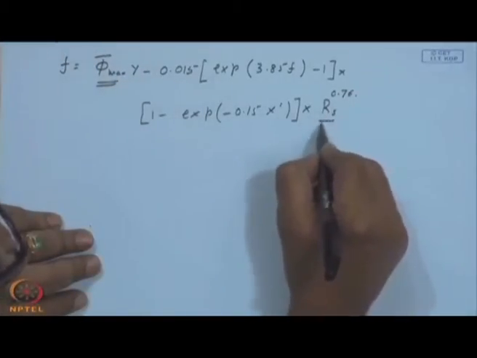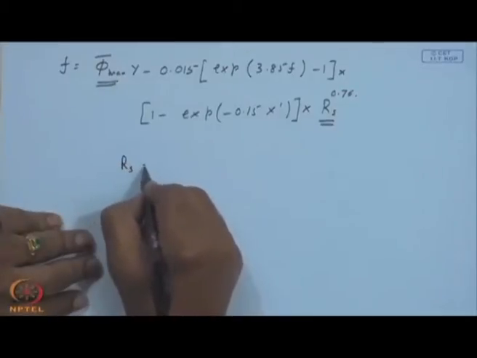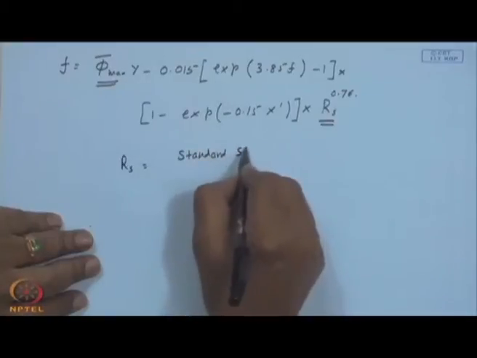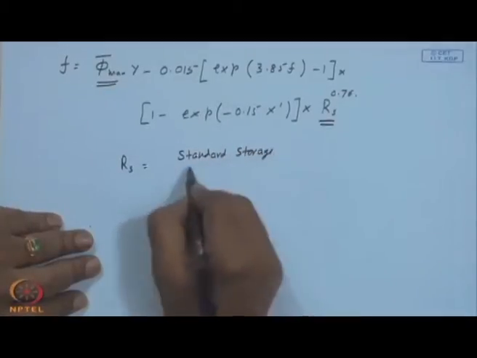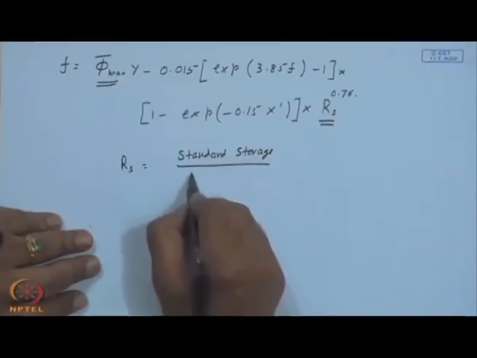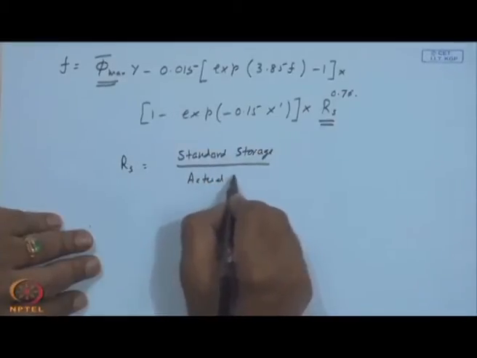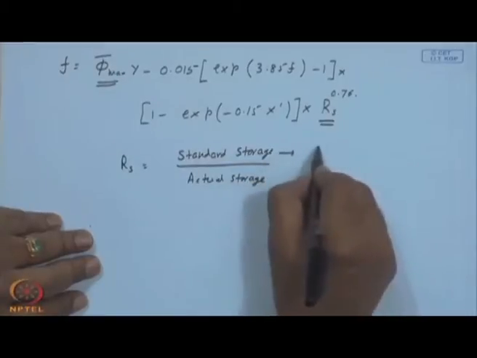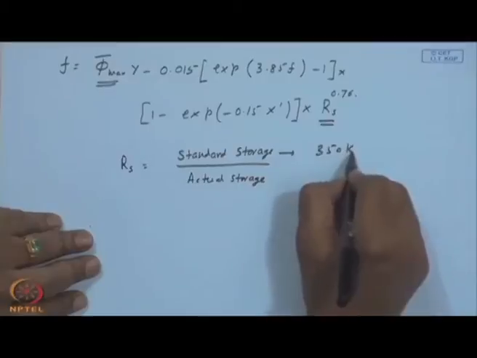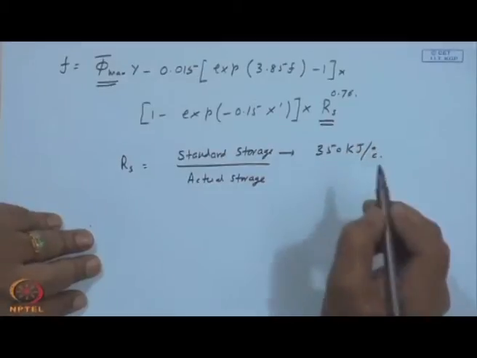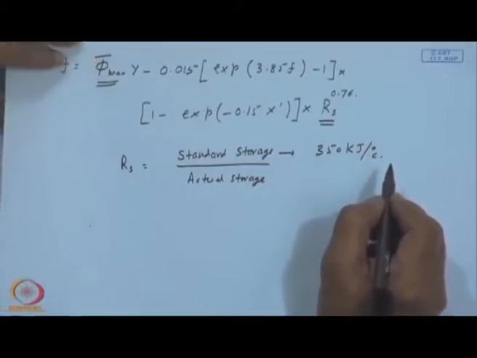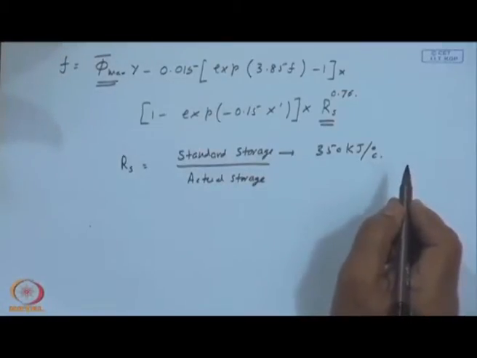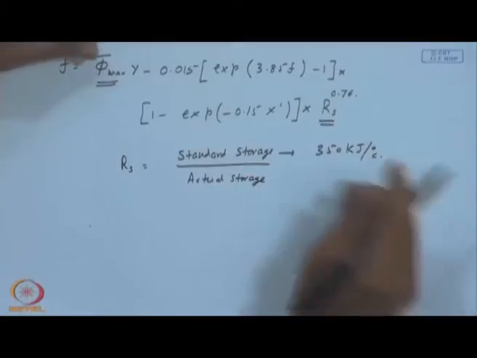And R s is the ratio of standard storage to actual storage. Standard storage is 350 kilojoules per degree C. This roughly corresponds to 75 liters of water. 75 liters multiplied by the Cp 4.18 comes to about 350.